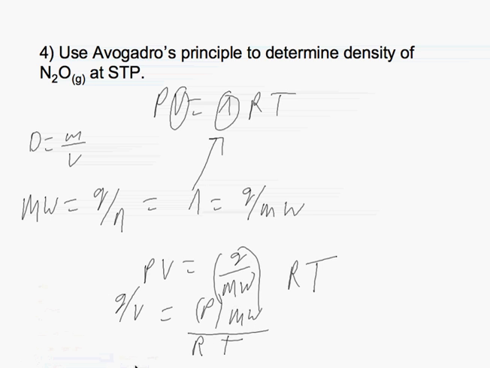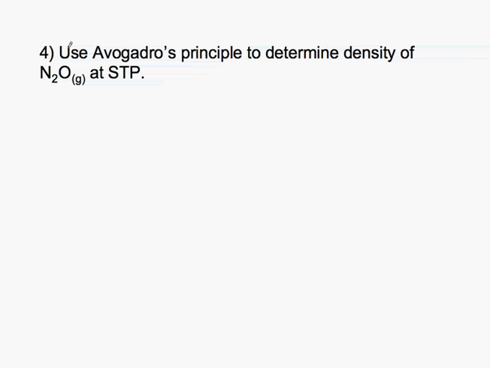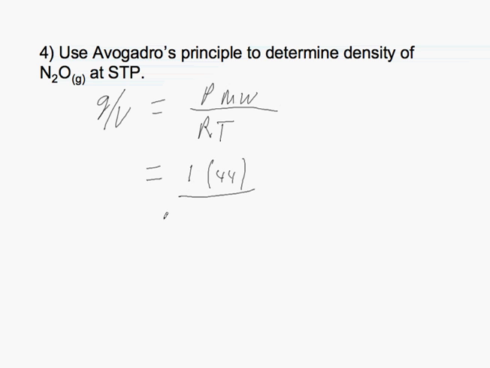So let's clear our screen and rewrite our equation. So we have G over V is equal to P times molecular weight over R times T, which is equal to 1, that's the pressure at STP, times 44, that's the molecular weight of N2O, divided by the ideal gas constant, which is 0.0821, times standard temperature, which is 273, which would give us a density of 1.96 grams per liter.